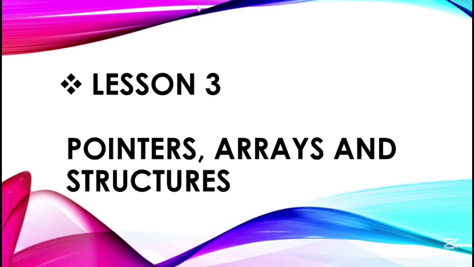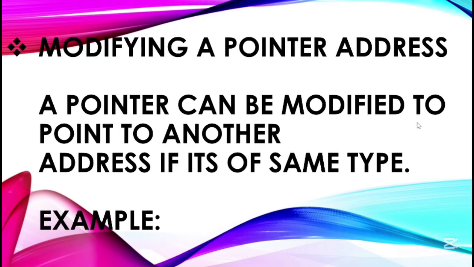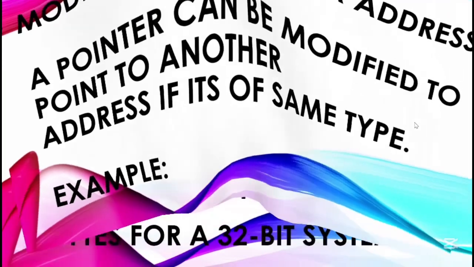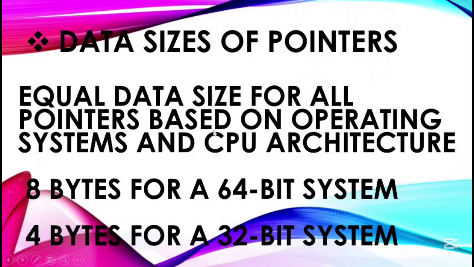Still on lesson 3 on pointers, arrays, and structures. We are done with modifying. Now we come to the data size of pointers. There is equal data size for all pointers, based on operating system and CPU architecture: 8 bytes for a 64-bit system and 4 bytes for a 32-bit system.